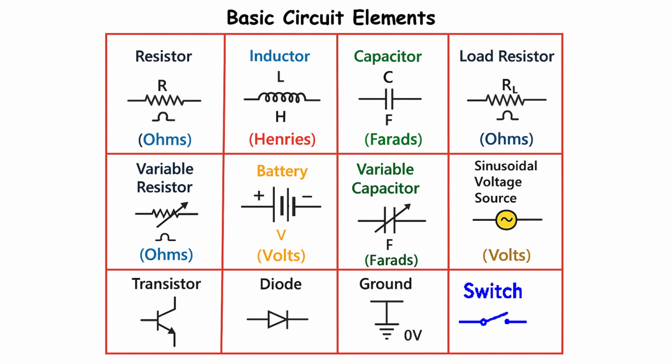Now for our second row. First, we have the variable resistor. This is exactly what it sounds like. It's a resistor whose resistance value you can change. Its symbol is a resistor's zigzag with an arrow passing through it, indicating that it's adjustable.